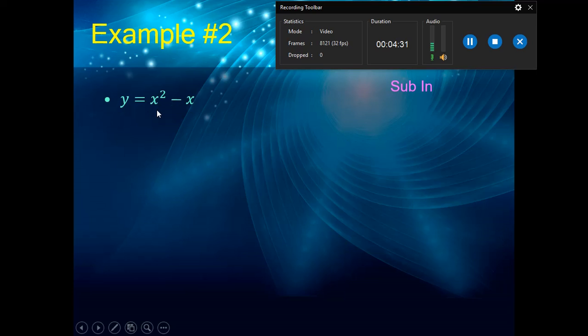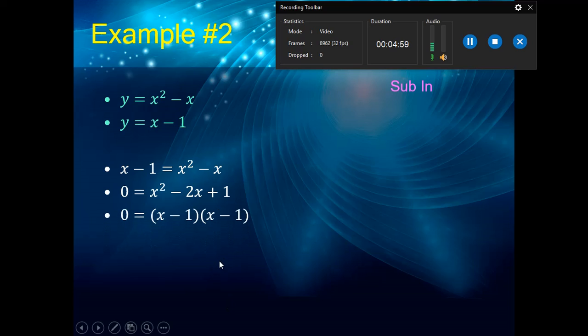In example 2, this is my quadratic and this is my linear. It just so happens that the linear equation is already in slope-intercept form. So I'm going to take x minus 1 and sub it right in for y. Then I'm going to subtract x from both sides and then add 1. And again, this one is factorable by using the product sum method.